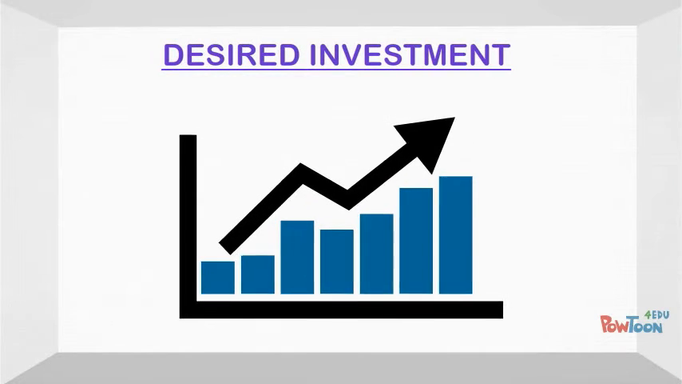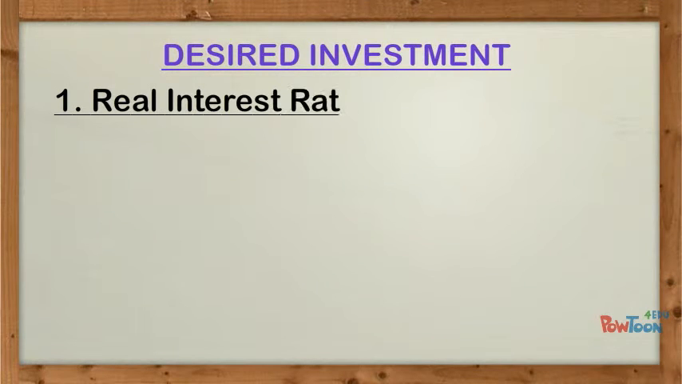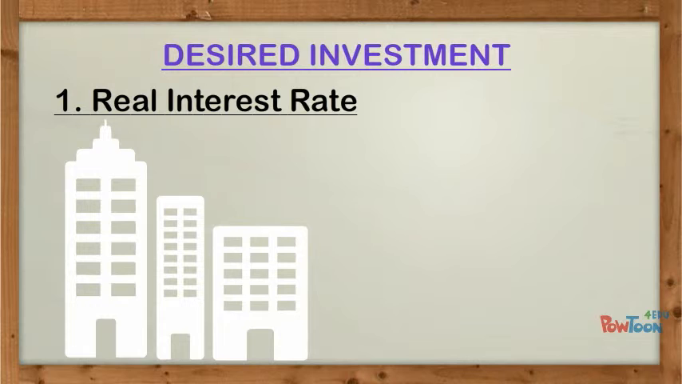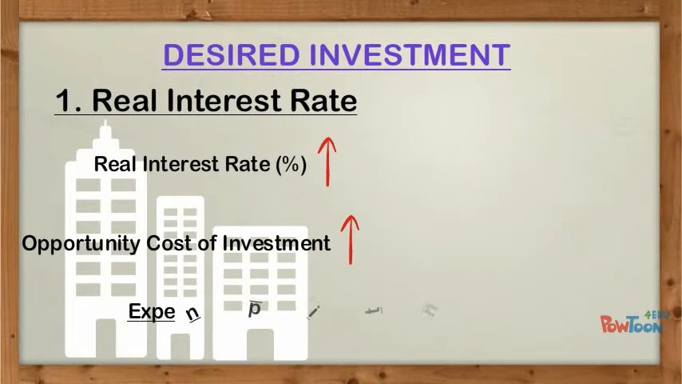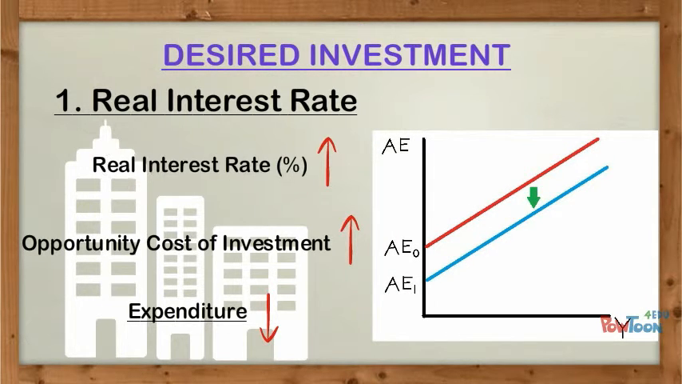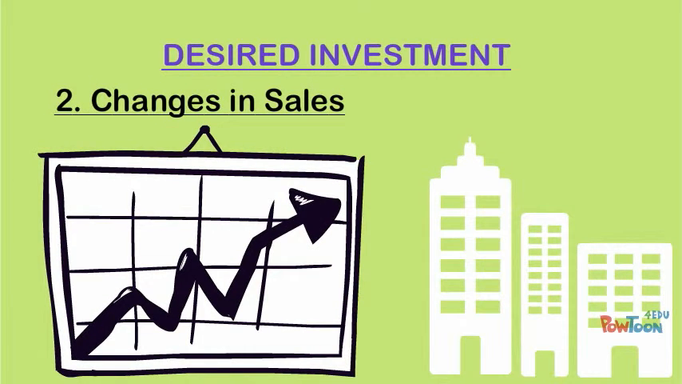Now we will take a look at desired investment. The key factors influencing desired investment are the real interest rate. The real interest rate represents the real opportunity cost of using money for investment purposes. A rise in the real interest rate increases the opportunity cost of investment and thus reduces the amount of desired investment. Changes in sales. Firms hold inventories to meet unexpected changes in sales and production.